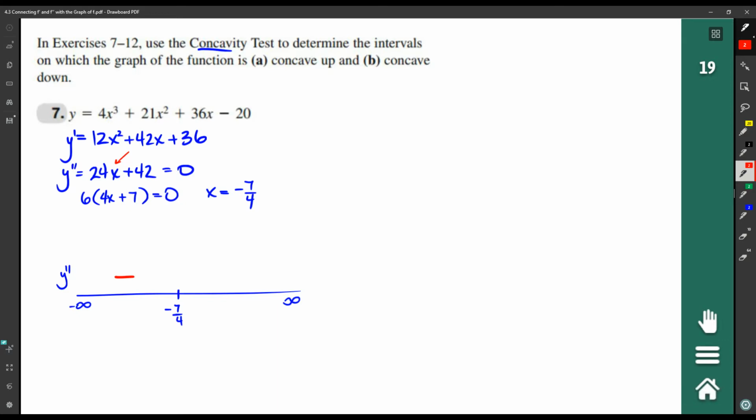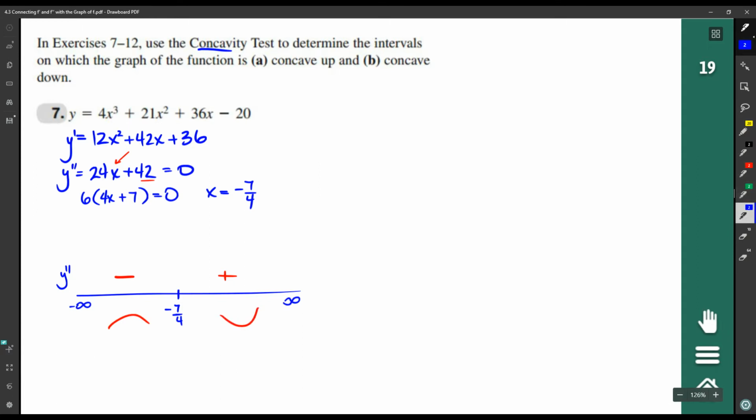Next, a test value between negative 7/4 and infinity. How about 0? 0 is in that interval. 24 times 0 is 0, plus 42 gives us 42. So on this interval, y double prime is positive. My conclusion is we're negative here and positive there.